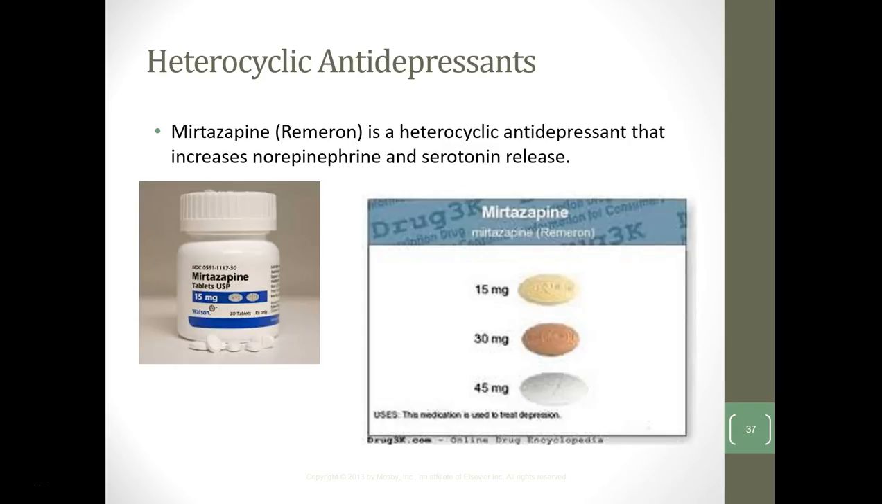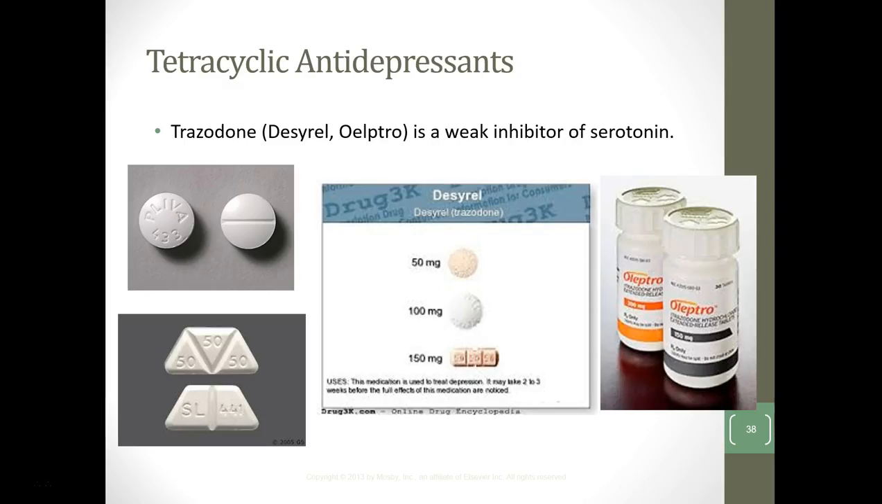Next, your book talks about heterocyclic antidepressants. Mirtazapine, which is Remeron, is a heterocyclic antidepressant. It increases norepinephrine and serotonin release. 2nd and 3rd generation antidepressants are as effective, but don't have the risk of cardiotoxicity and hypertension. So this fits into that group. So here's a generic bottle, and that's what the tablets look like. I've defined these a little bit more than your book did.